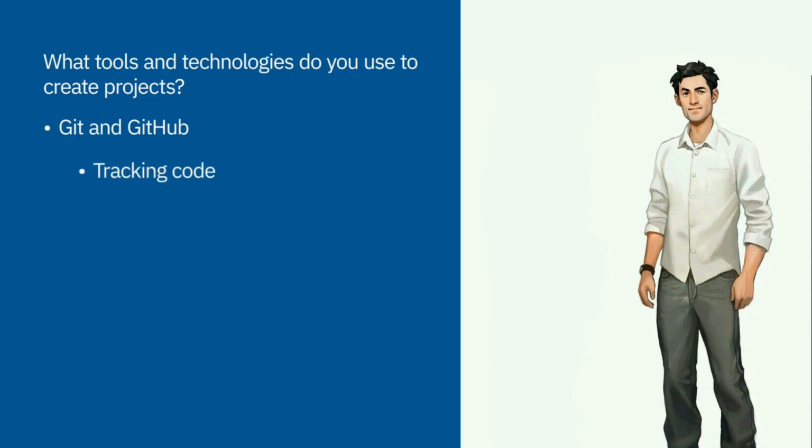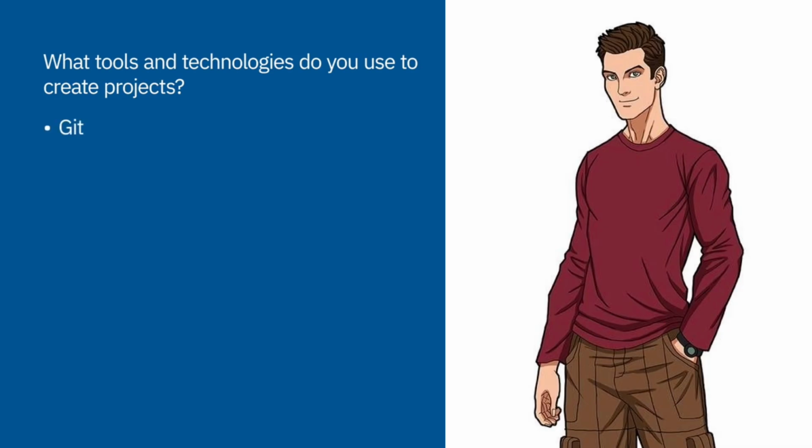We use it for tracking code, we use it for collaboration, and we use it for tracking bugs, features, and tasks for all of our projects. I believe most open source projects are now using Git. Every project I've contributed to, whether open source or closed, has used it.